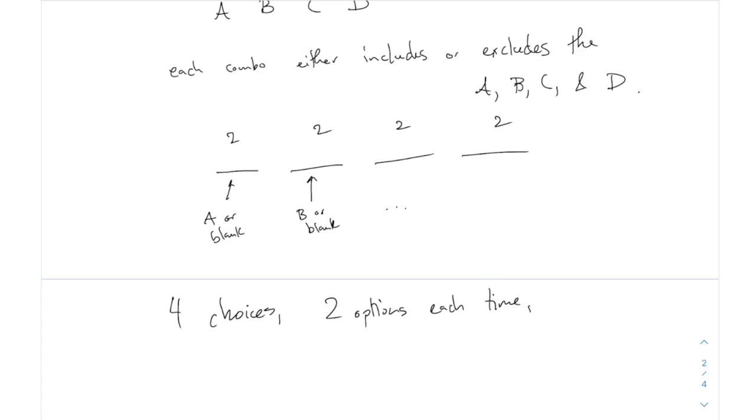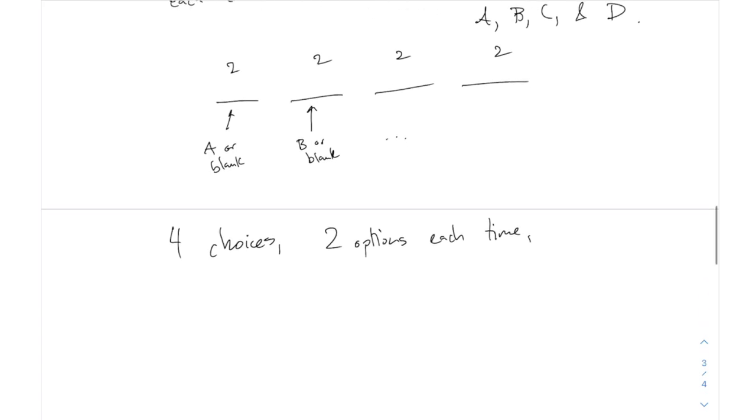And remember, how do you get the total number of outcomes? You multiply those all together. This is just like we did before when we got some factorials, but it's different. This is a different scenario, so we get a different setup here. We have four choices, two options each time.